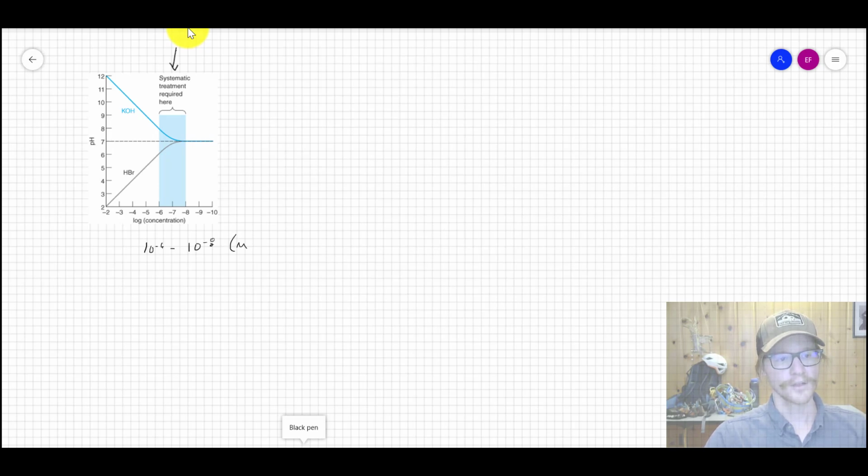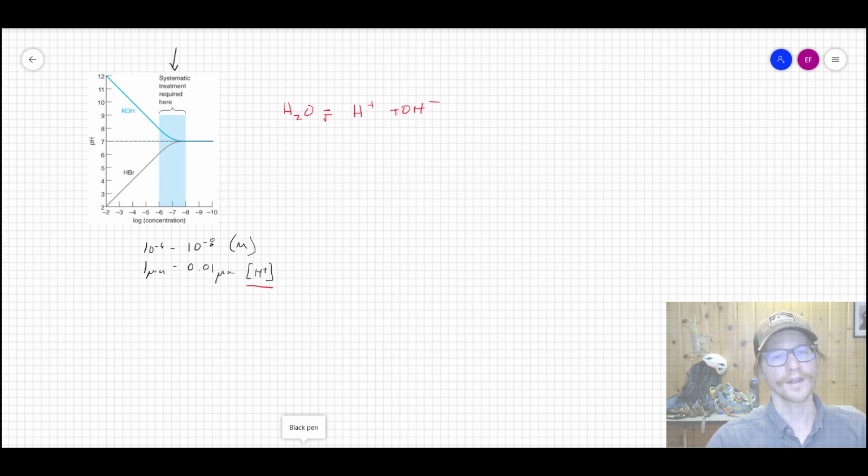This is in molar. So that's anywhere from 1 micromolar to 0.01 micromolar. So really, really low concentrations of H+. That's when it becomes relevant. When we say that's when it becomes relevant, what we really mean is that not only can we consider simply the concentration of protons from the strong acid or the strong base, but we also have to consider the protons simply coming from the dissociation of water itself.